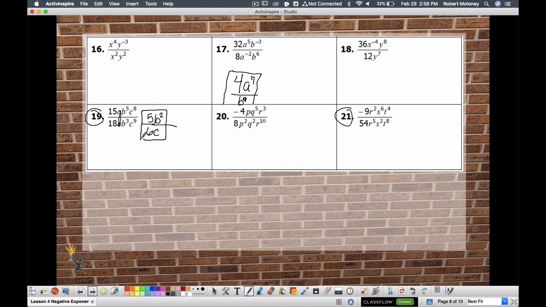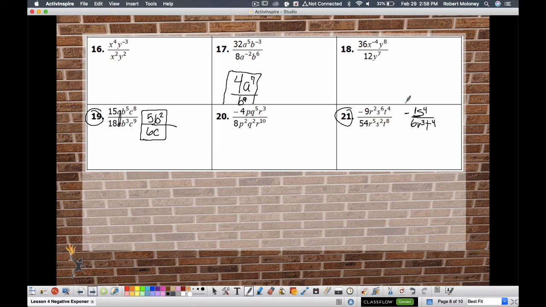There we go. Let's take a look at our last one. Negative 9 and 54, the greatest common factor of both those numbers is 9. So I'm going to simplify down to negative 1 over 6. Now, r squared and r to the 5th, so 2 minus 5 is r to the negative 3, so I'll put it in the denominator. 6 minus 2 is s to the 4th. And t to the 4 minus 8 gives me t to the negative 4. So t to the 4th goes in the numerator.